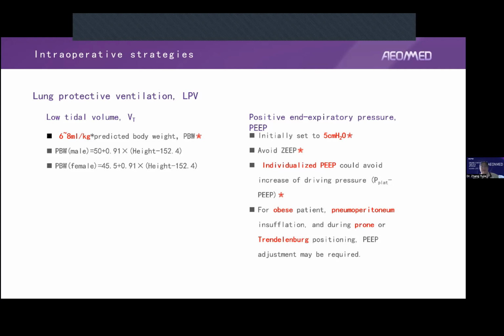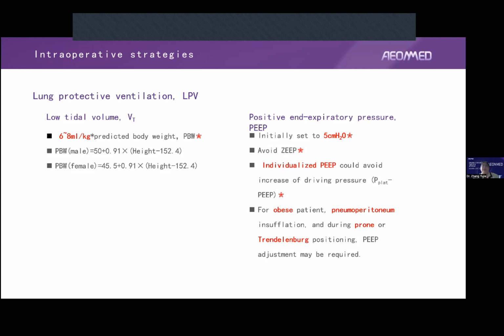Okay, then let's look into the details and what is new about them. As experienced anesthetists, we're all familiar with what a low tidal volume means. It is defined as 6 to 8 milliliters per kilogram, but a lot of people use the patient's actual weight to calculate it.